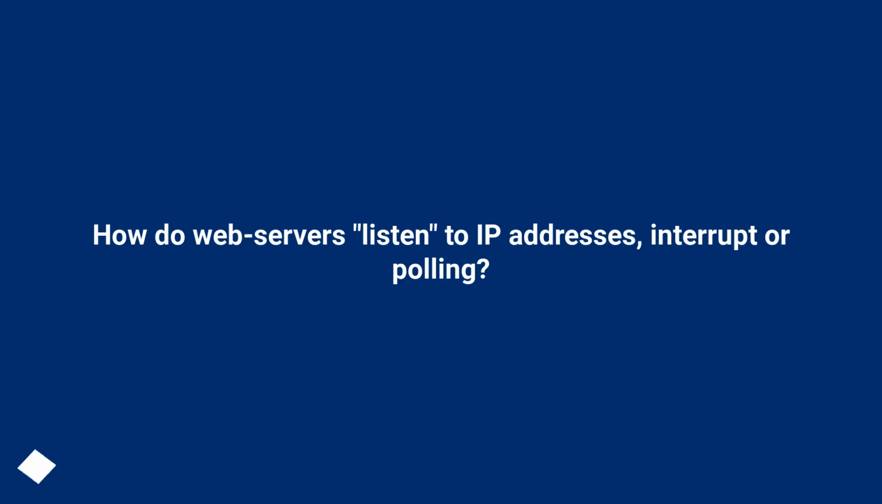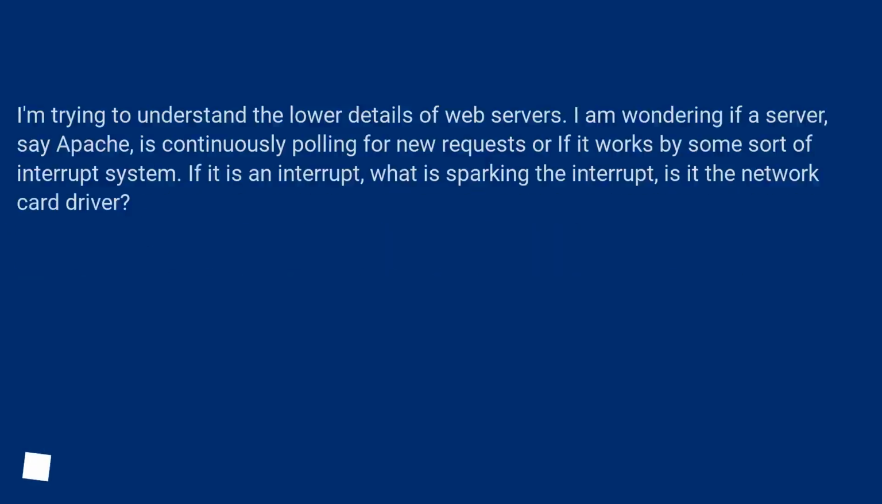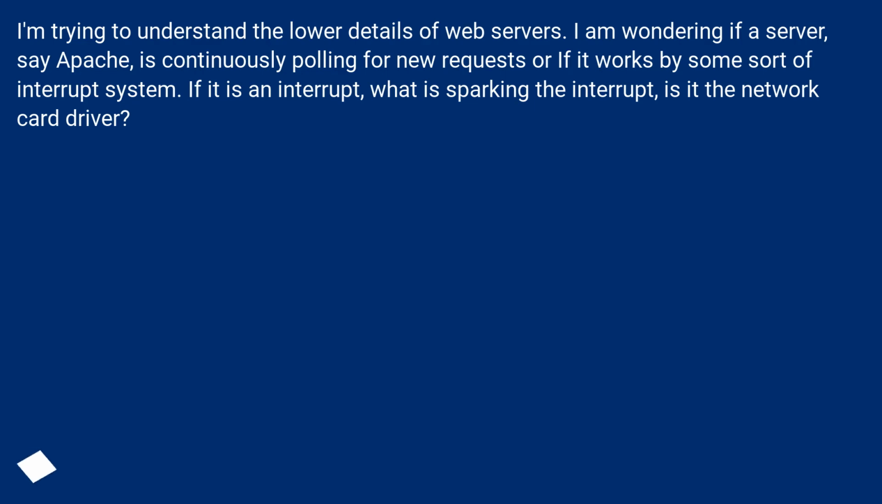How do web servers listen to IP addresses? Interrupt or polling? I'm trying to understand the lower details of web servers. I'm wondering if a server, say Apache, is continuously polling for new requests or if it works by some sort of interrupt system. If it is an interrupt, what is sparking the interrupt? Is it the network card driver?